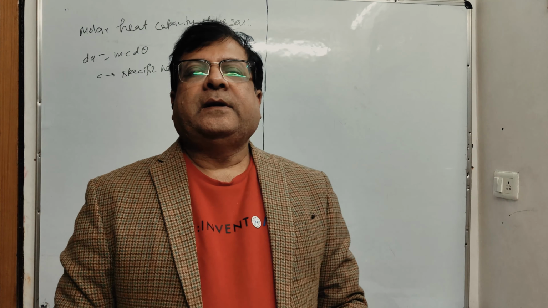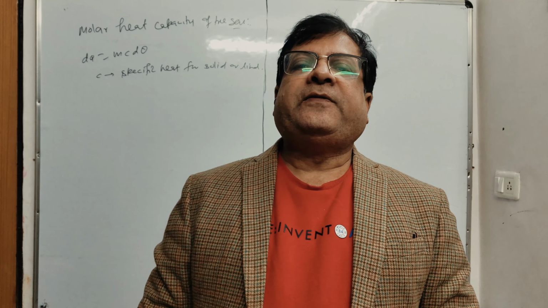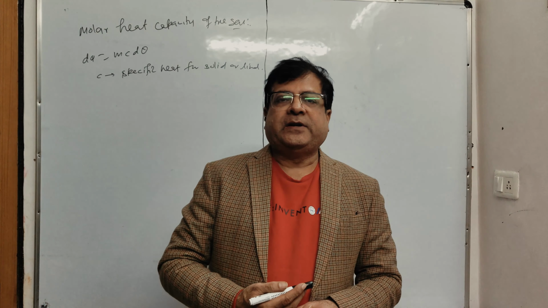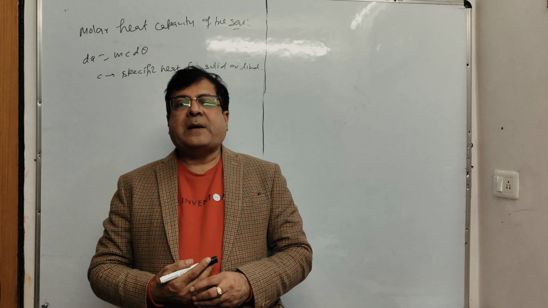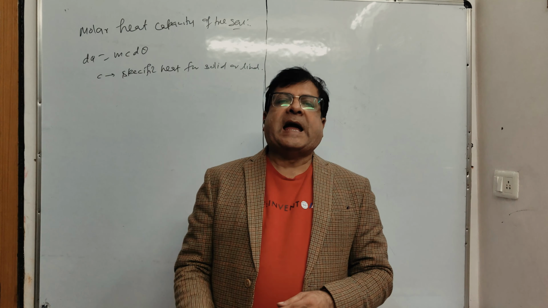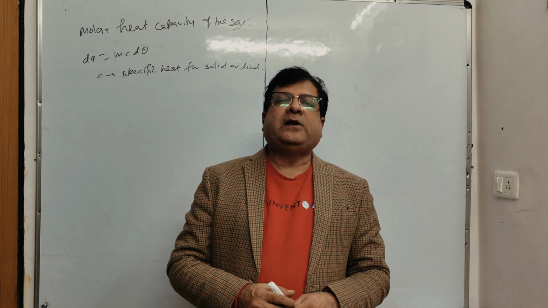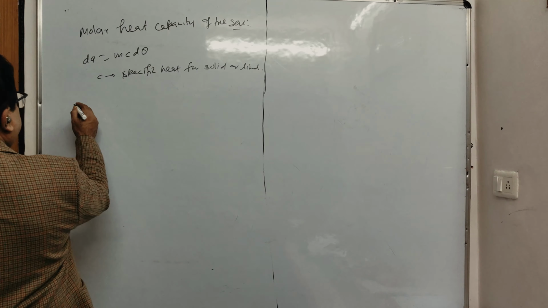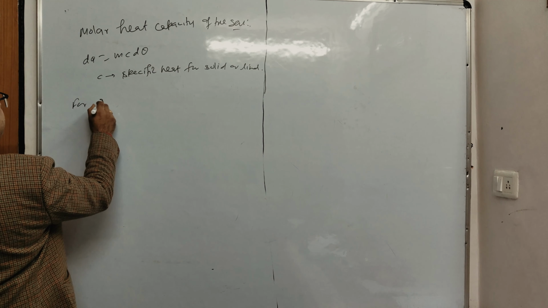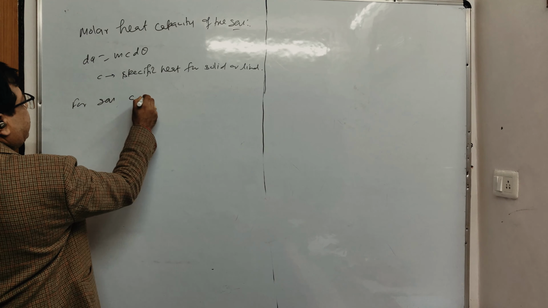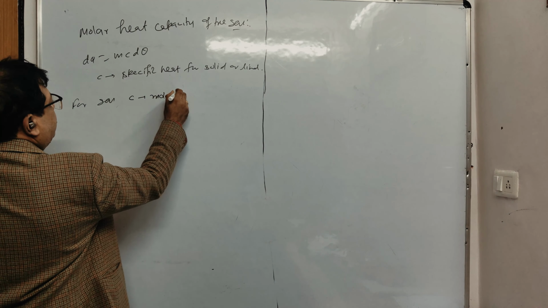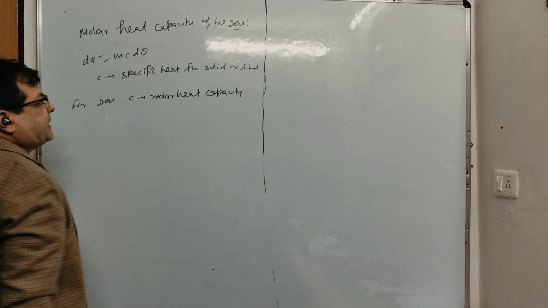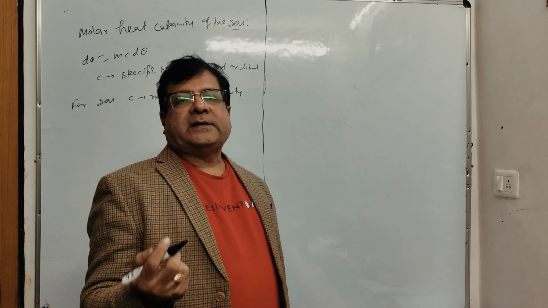At constant temperature, if it does not change, the value of C is unique for solid and liquid, right? But when you come to the gas, the value of C is not constant, right? So for the gas, C is known as molar heat capacity. Molar heat capacity depends on the process.